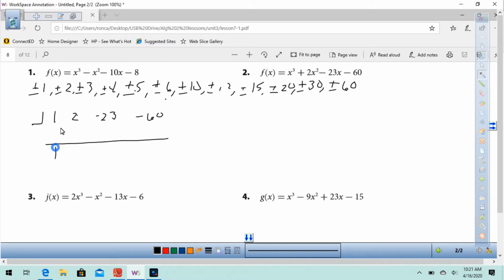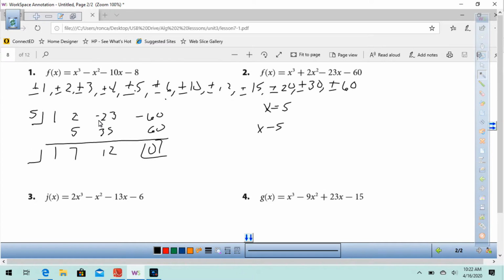So we bring the 1 down. Oh, we've got to pick something here. I'm going to try 5, just off. So that's 5. 2 plus 5 is 7. 5 times 7 is 35, and that gives me 12. And 5 times 12 is 60. I got lucky on my first try. So I've got x equals 5, so x minus 5 is 1.